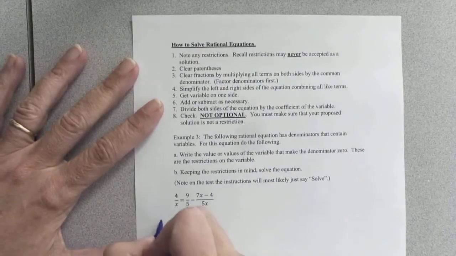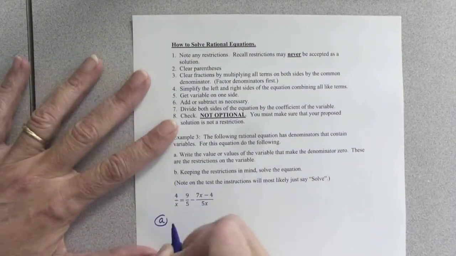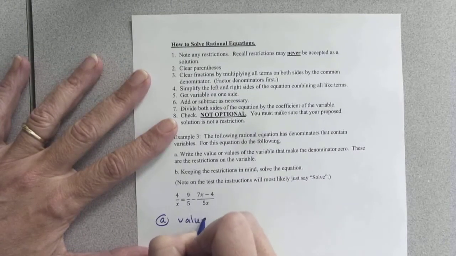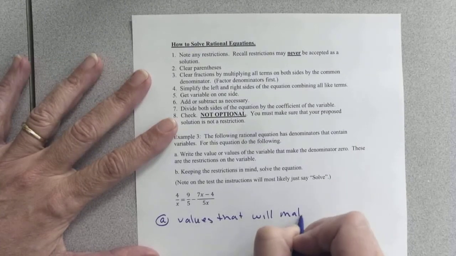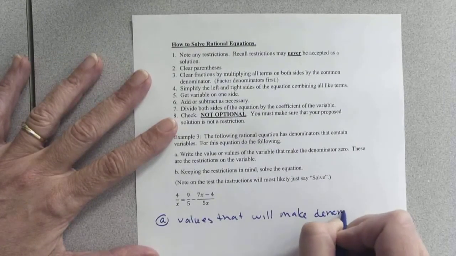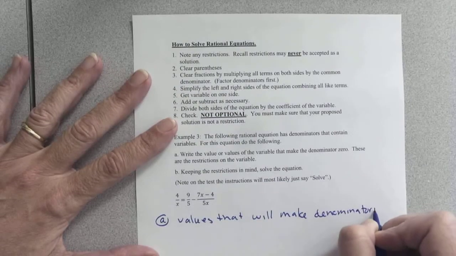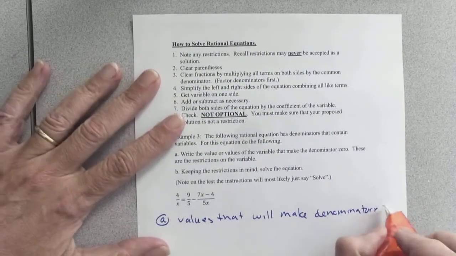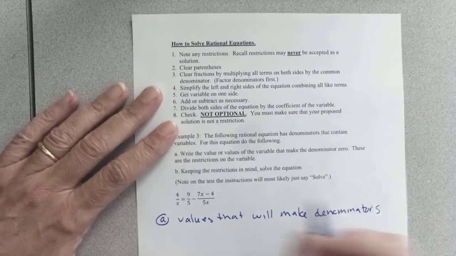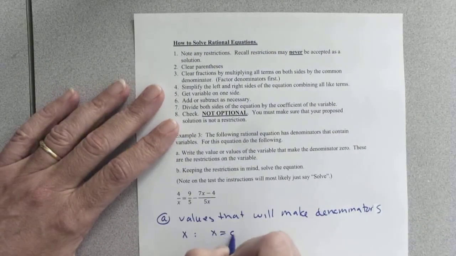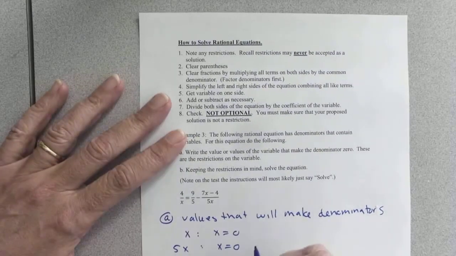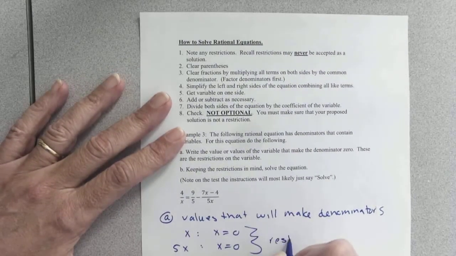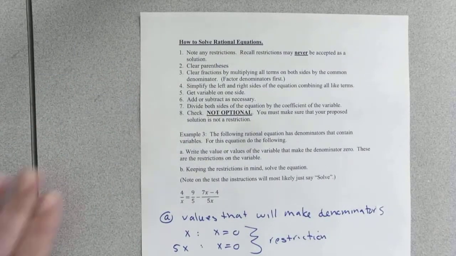So letter A, the values that will make the denominator 0. Denominator, or in this case, denominators, 0. Would be, for x, x equals 0. For 5x, that too would be x equals 0. And so that's my restriction, that I cannot accept an answer of 0.